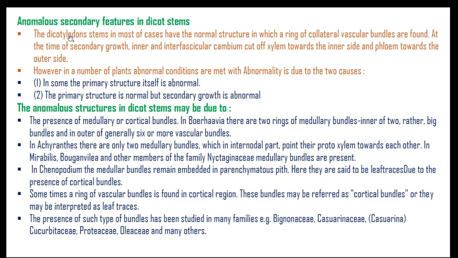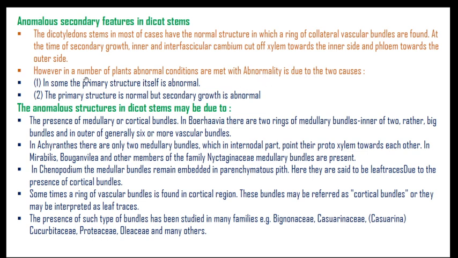In the case of a dicotyledon stem, in most cases there is the normal structure in which a ring of collateral vascular bundles is found. At the time of secondary growth, the interfascicular cambium cuts off xylem towards the inner side and phloem towards the outer side. However, in a number of plants, abnormal conditions are met with.